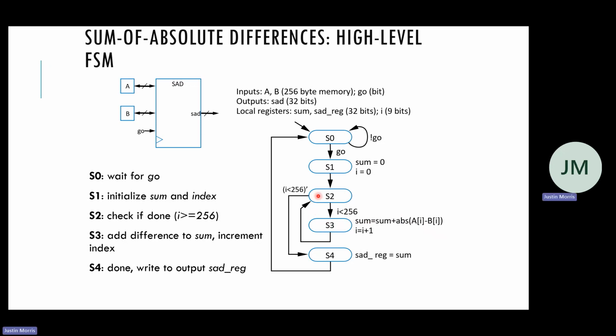And then after 256 iterations, I will be greater than or equal to 256. So we're going to go to S4. And then our output register just becomes the sum, which is the sum of absolute differences. And then the other controller that is going to determine if we send the full frame or the differences of the frames can now use this sum, compare it with the threshold, and make that decision. But this machine just gets the sum, gets the difference.